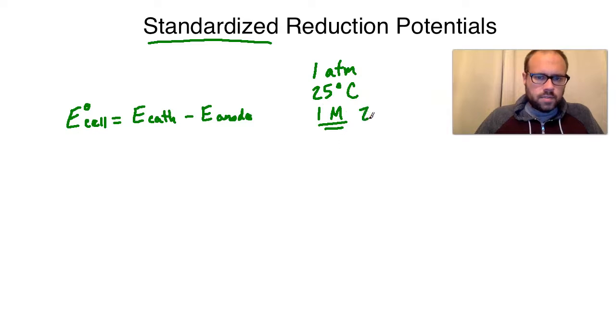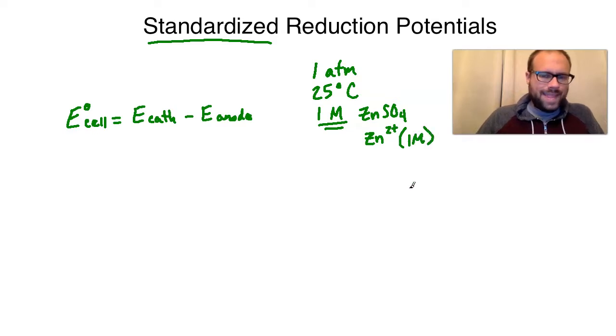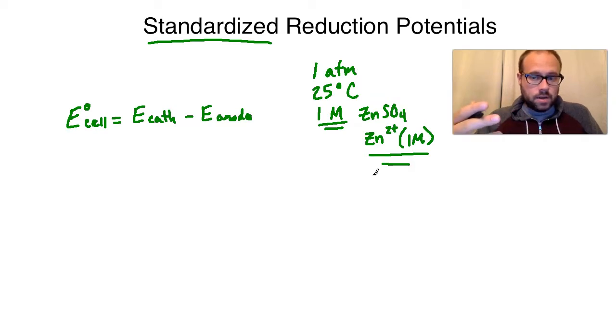So for instance, in the previous example, in the last lesson, the zinc sulfate would need to be in a 1 molarity solution, or in other words, the zinc 2+ ions would need to be 1 molarity in their solution. And that tends to be where we deviate the most. If we're going to break away from standard conditions, it's usually due to a shift in molarity, though not always. And there is a way for tackling that.